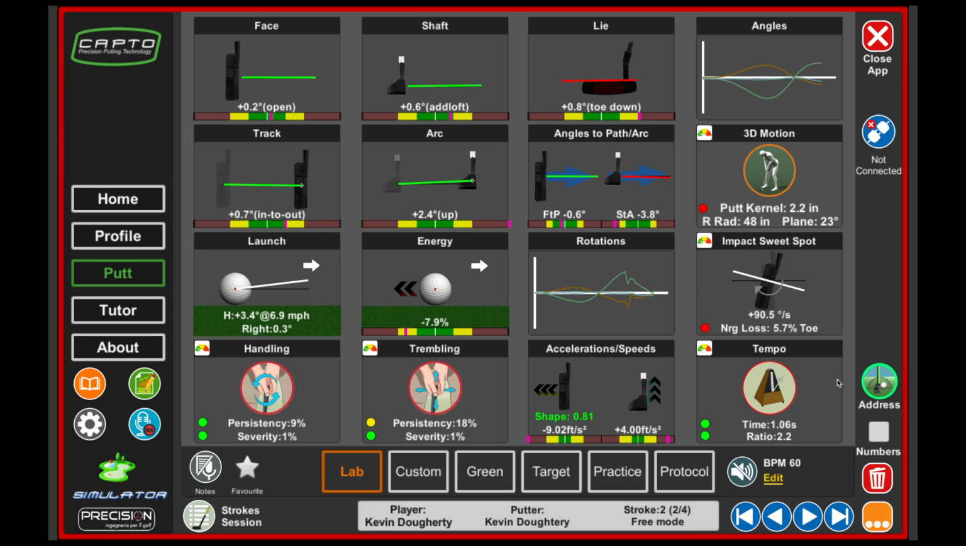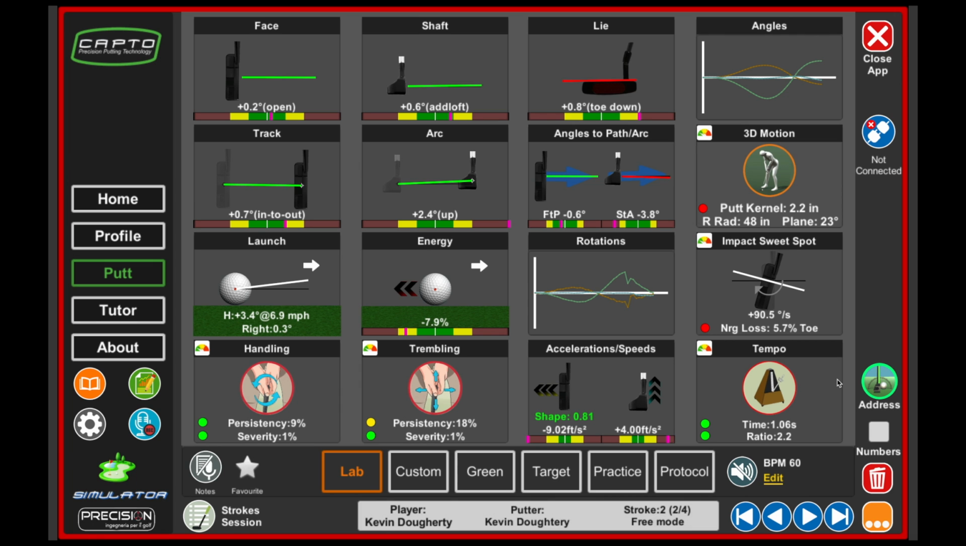One is telling us that the player has added loft at impact, the other is telling us the player has de-lofted at impact. So it's important that we understand the difference between these two when we're looking at the data. Ultimately, the address function is the last known position of the putter prior to the putter starting the stroke. So it uses this as the zero. It uses this to compare the impact conditions.